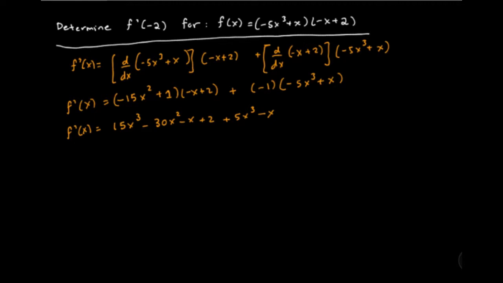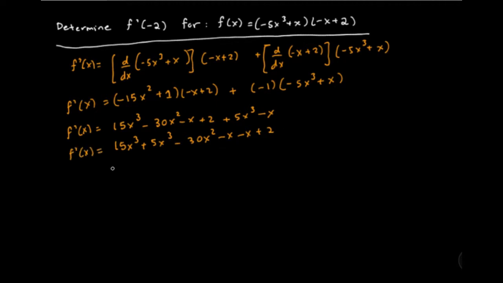Right, and you just collect all your like terms. You get 15x cubed plus 5x cubed minus 30x squared minus x plus 2.